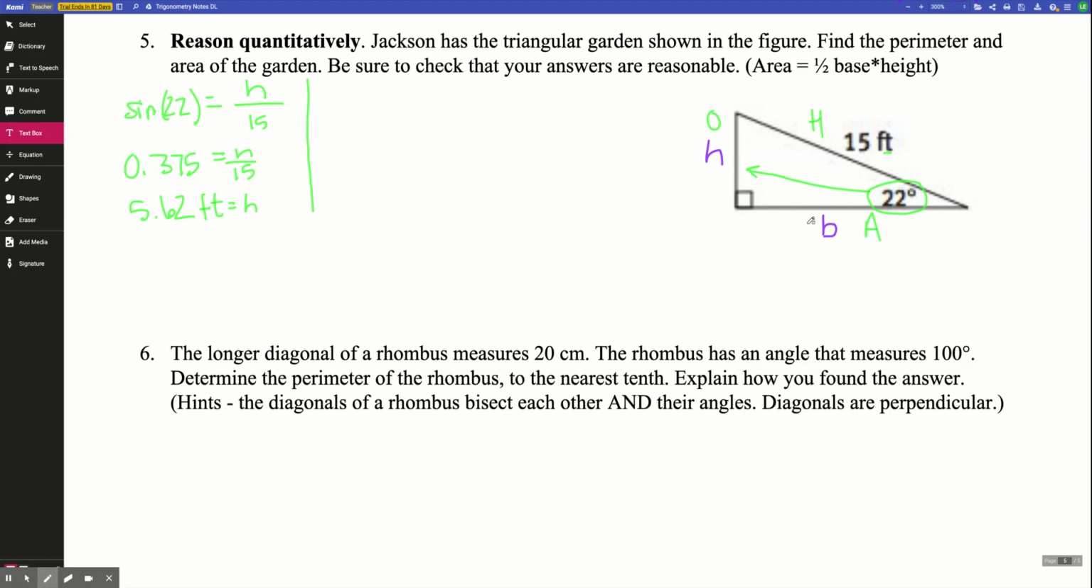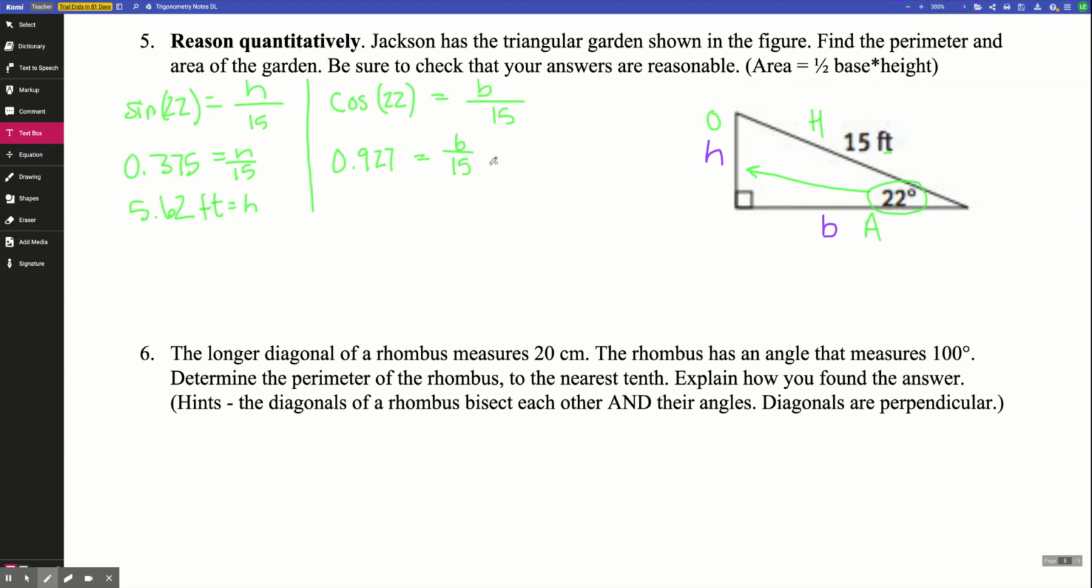So this time, since I'm looking for the base, I'm going to use A and H, which is cosine. But the angle has stayed the same. So cosine of 22 equals the base, adjacent, over the hypotenuse, which is 15. So cosine of 22, I plugged that into my calculator and I got 0.927, if you round, equals the base over 15.